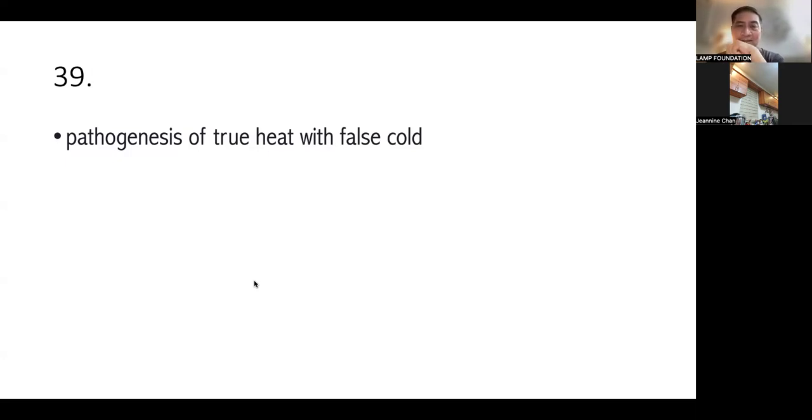Number 40. What are the manifestations of exterior cold? Let's start with the tongue, then the pulse.